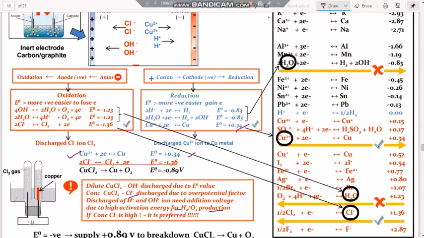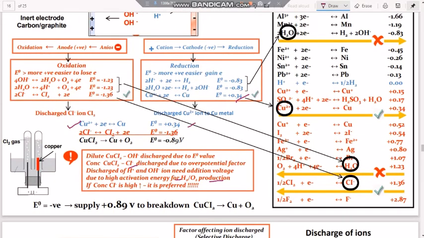So chlorine gas is the product at the anode, and copper is the product at the cathode when you take a concentrated copper chloride solution. So you need to supply minus 0.89 or more than that. If you apply this E naught value externally, then only can we break down this copper chloride into copper and chlorine. Copper and chlorine.